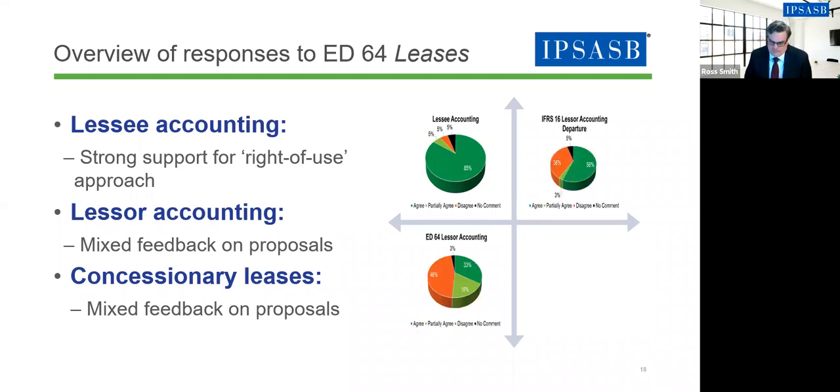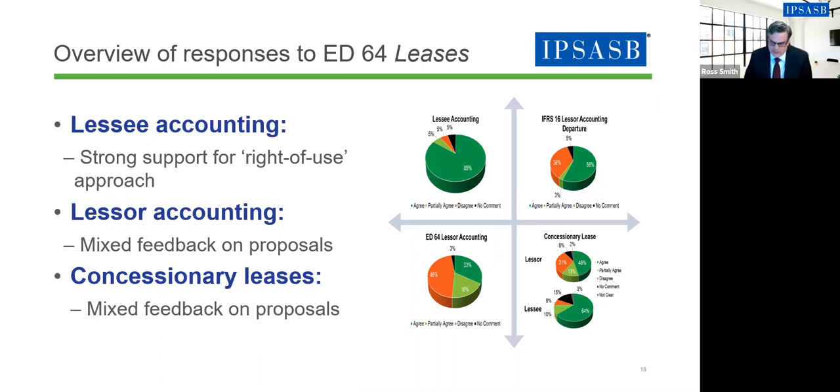So this brings us to a little bit of history on ED64 and what we heard from respondents when we exposed that back in 2018. It was quite a strong response we got from around the world, but there were some mixed signals as well as some pushback on some of the proposals. ED64 actually proposed a right of use model for both lessees and lessors.